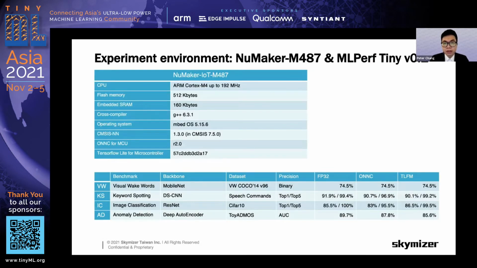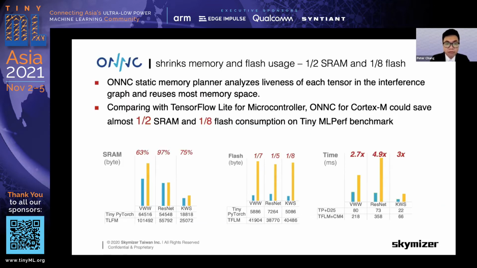We use Nuvoton M487 as our board, and we use MLPerf Tiny as our benchmark. Of course, you could use our solution on every IoT board which supports ARM CMSIS-NN. Let's take a look at performance and benchmark. ONNC shrinks memory and flash usage. We only use 1/2 SRAM and 1/8 flash consumption compared with TensorFlow Lite for Micro.